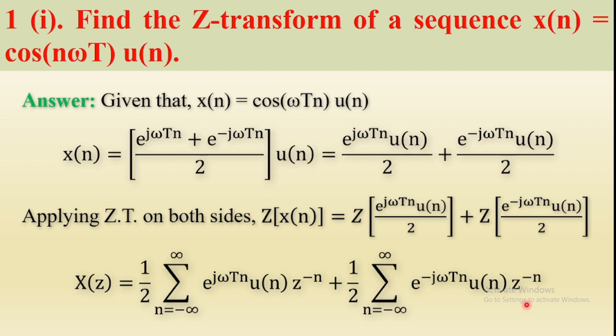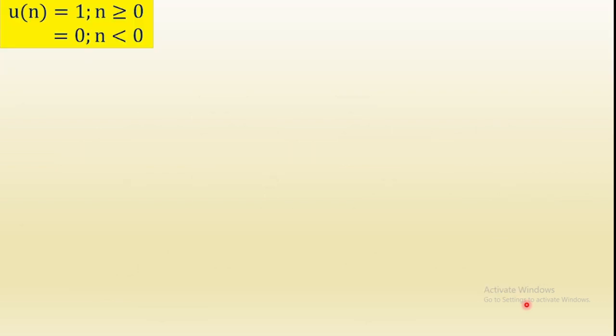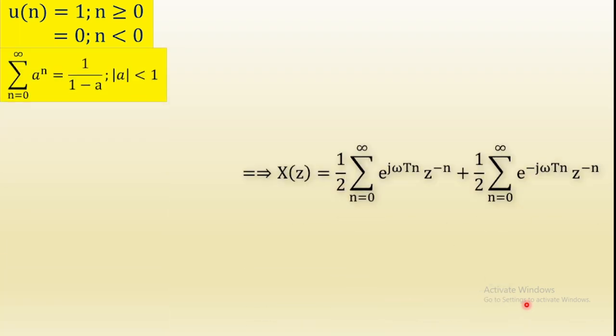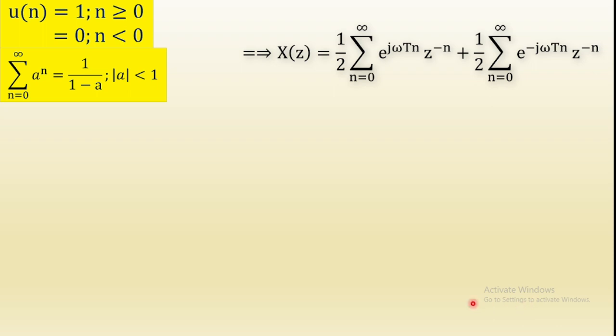The definition of the unit step sequence is u of n equals 1 for n greater than or equal to 0. Now applying this definition on the RHS side of the above equation, we get X of z equals 1 by 2 sigma, where the range of n is 0 to infinity, n equals 0 to infinity e power j omega Tn z power minus n, plus 1 by 2 sigma n equals 0 to infinity e power minus j omega Tn z power minus n.